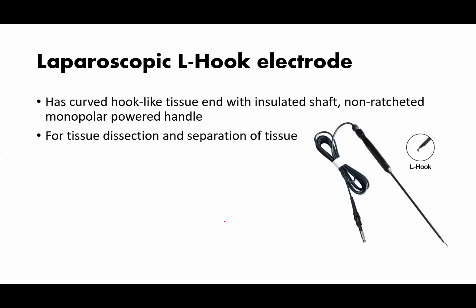Now the L-hook electrodes. It has a hook-like tissue end with insulated shafts, non-ratcheted monopolar powered needle. This is the hook. It is used for dissection. The mnemonic used when using the L hook, we say hook, look, and hook.